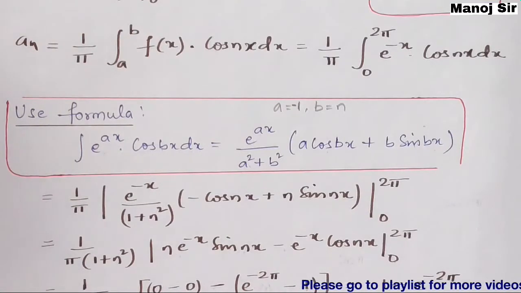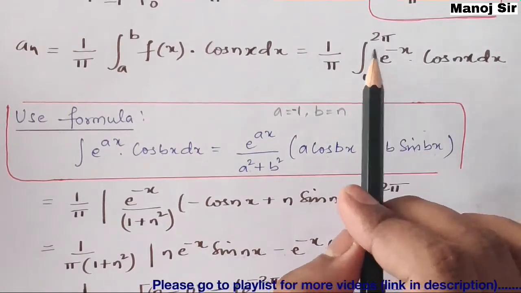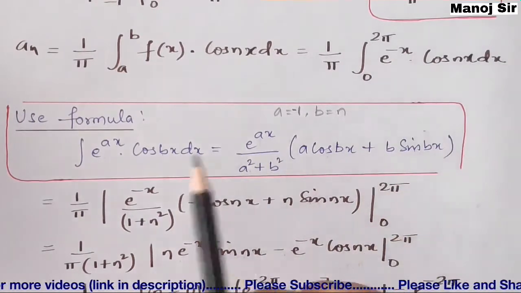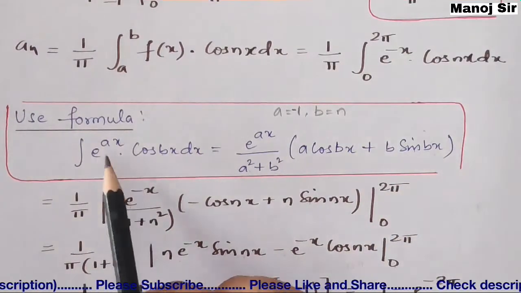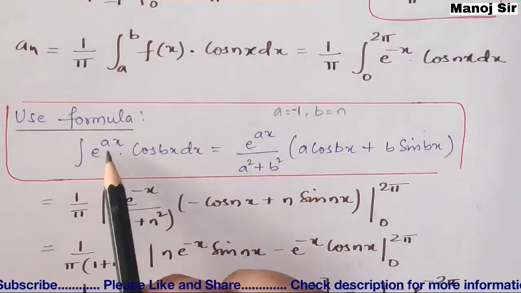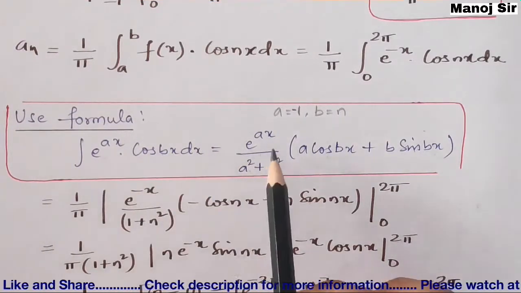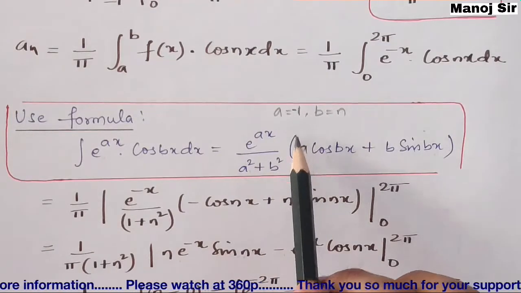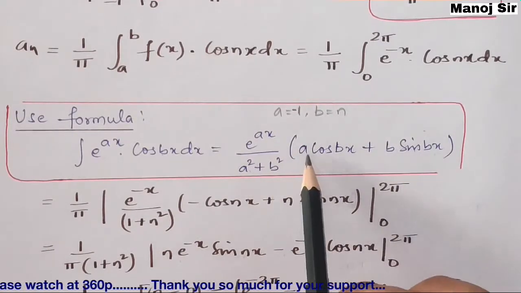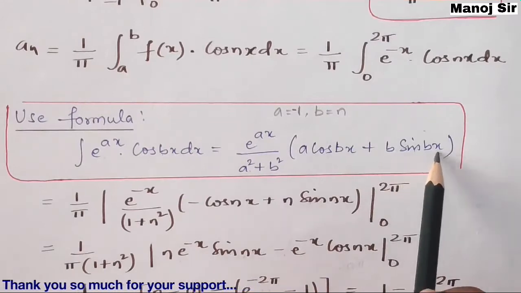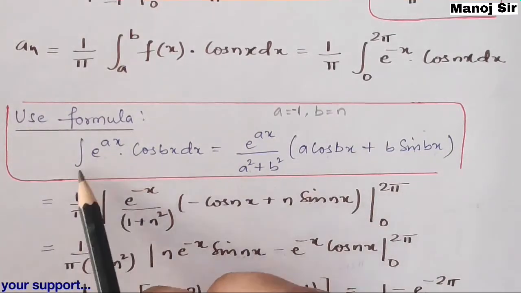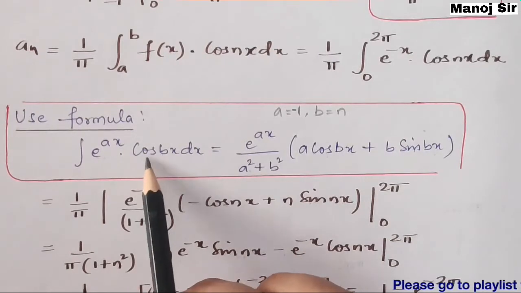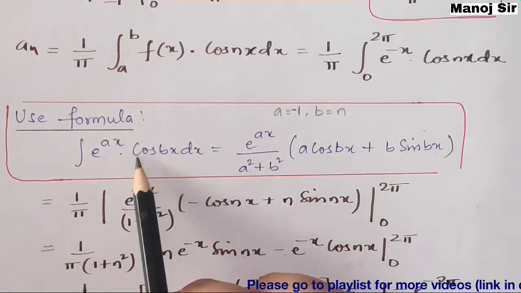Now here we have integration of e to the power ax into cos bx dx. So we need to use this formula: integration of e to the power ax into cos bx dx equals e to the power ax upon a square plus b square, and within this bracket we have a cos bx plus b sin bx. Had this been integration of e to the power ax into sin bx, let's suppose here we have sin.